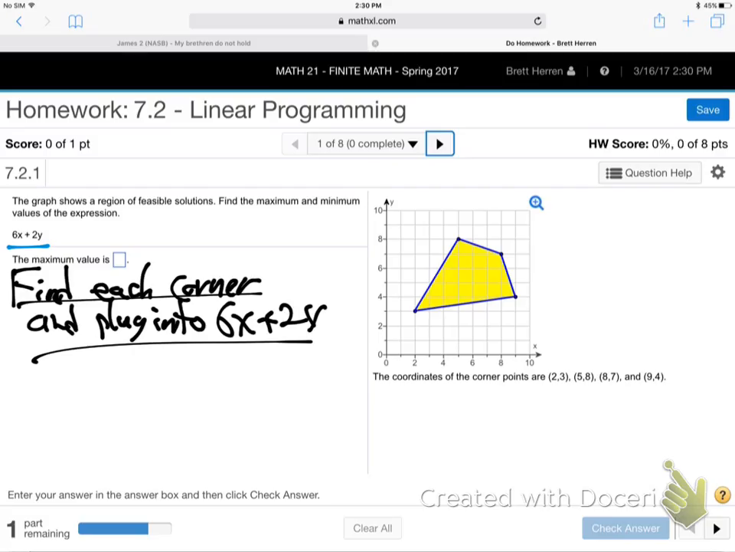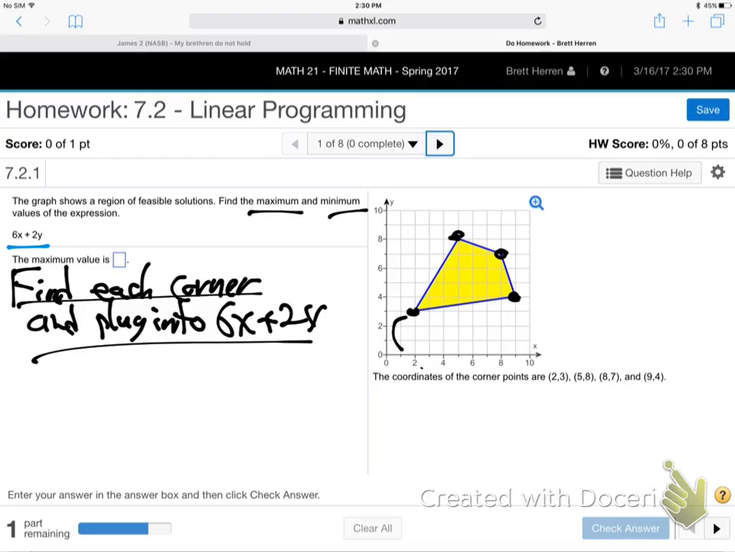What do I mean the corners? I mean this corner, this corner, this corner, and this corner. I just have to find the coordinates, read them off the graph, for those 4 dots, and then just plug each one into 6x plus 2y. Plug the x in for x, the y in for y, and whichever one comes out biggest, he's the highest, he's the max, and the smallest one's the min. And we're done. We have no idea why anybody would want to do such a weird thing. We'll get to that later.